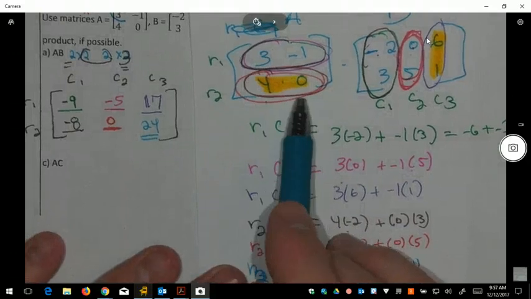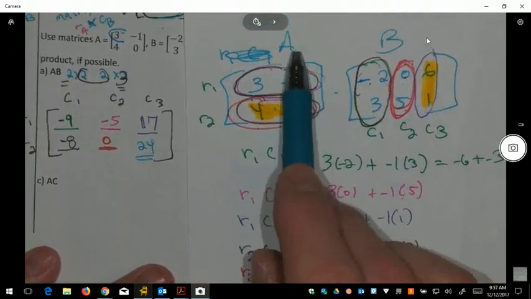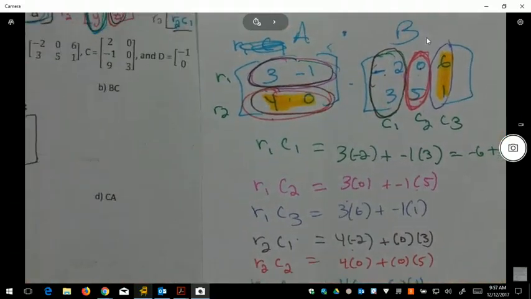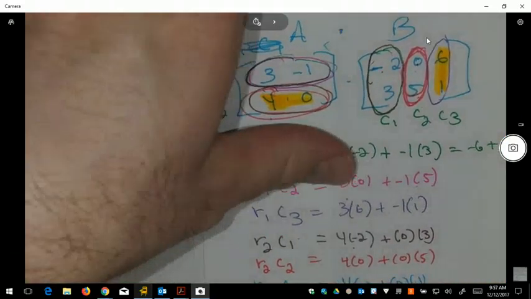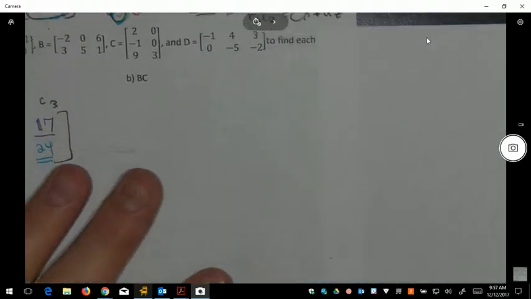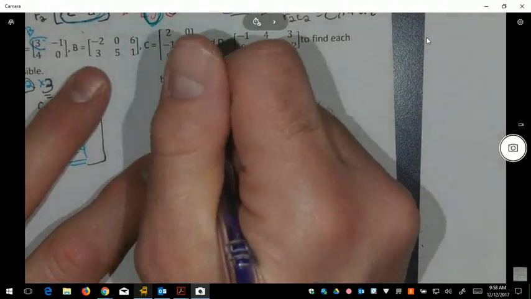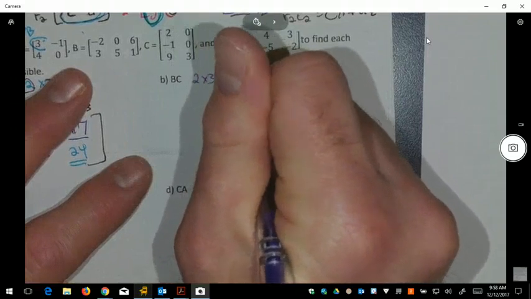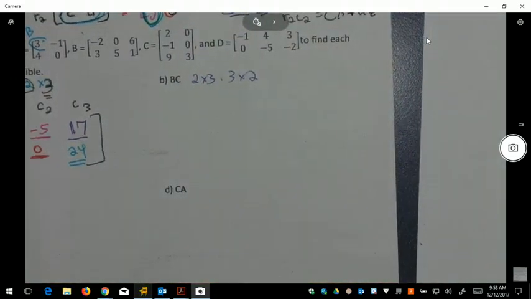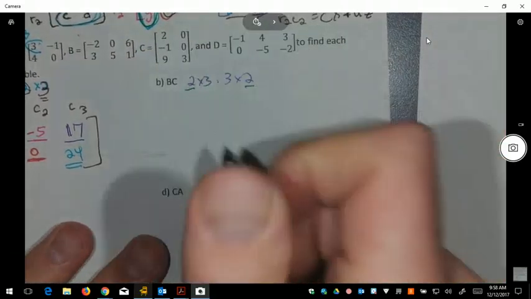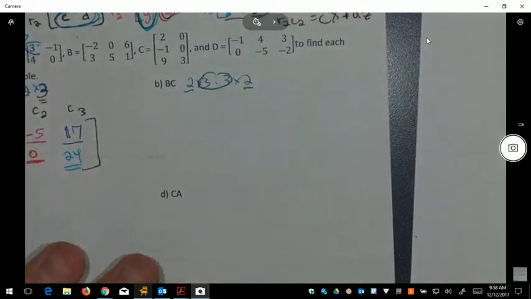We'd use the rows of the one on the left and the columns of the one on the right when we're looking at the order of the product. Let's take a look at letter B. Is letter B even possible? Yep, that's a 2 by 3 and a 3 by 2, which is going to be nicer because instead of getting 6 elements, we're going to get 4 elements. It's possible because the two there are the same.